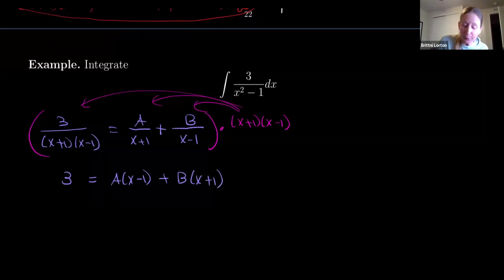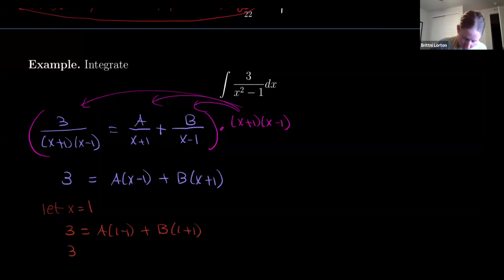And now this one kind of looks pretty simple to me. Everything is linear and pretty. So I'm going to make some choices for x. I think that will make my algebra a little smoother. If I let x equals 1, then this becomes 3 equals a times 1 minus 1 plus b times 1 plus 1. So I get 3 is equal to, it looks like 2b. Cool. All right, so then b is equal to 3/2.